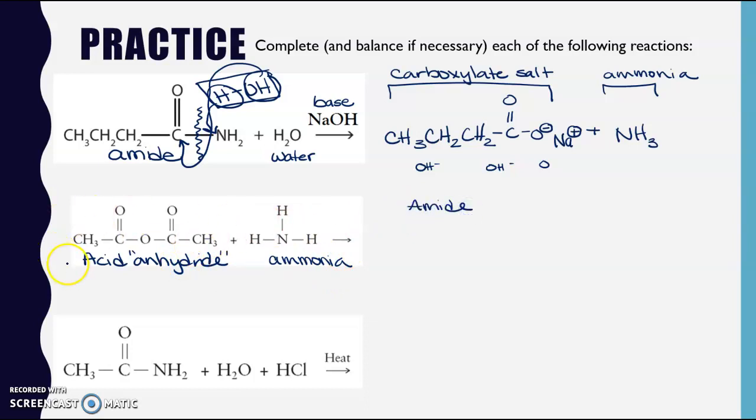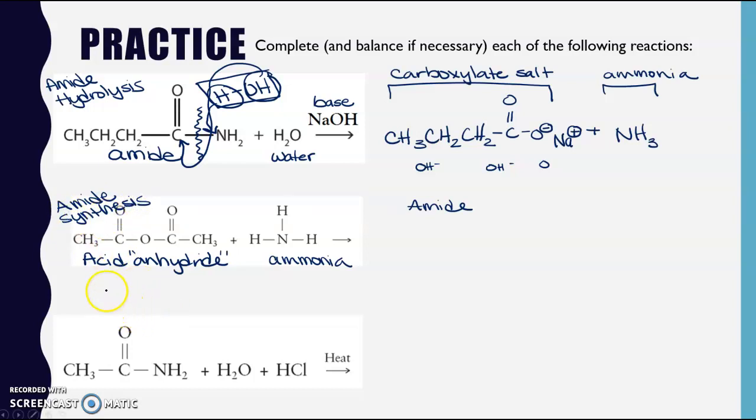So this problem here, this was about amide hydrolysis. Let's even put that there. This was amide hydrolysis. This question is about amide synthesis or preparation. I like synthesis, it sounds fancier.